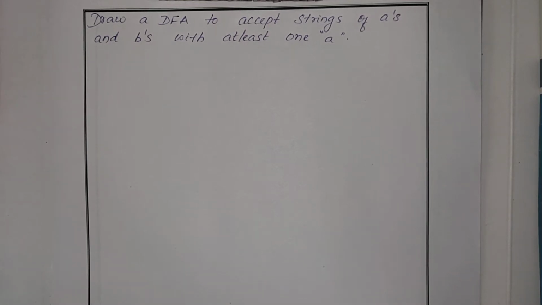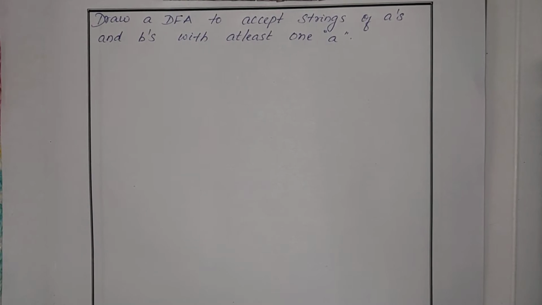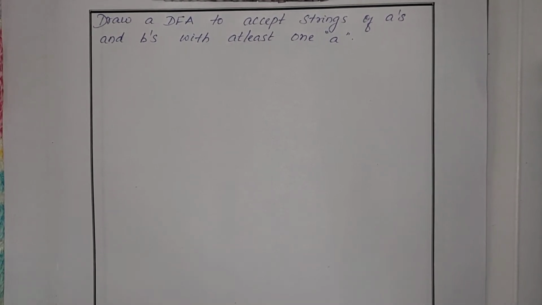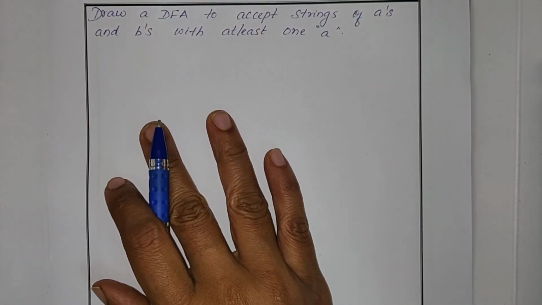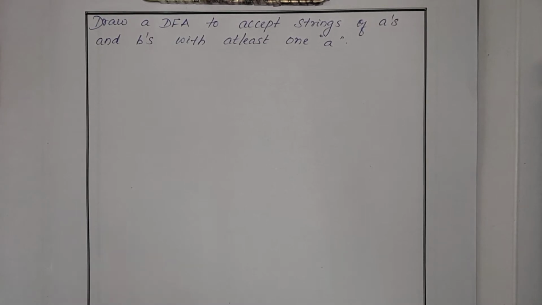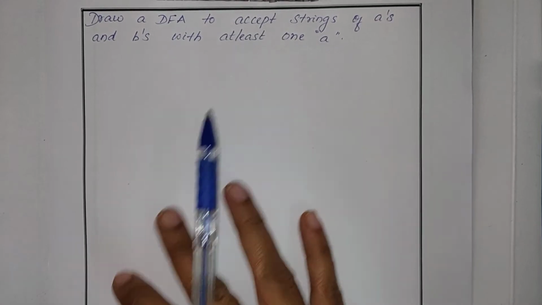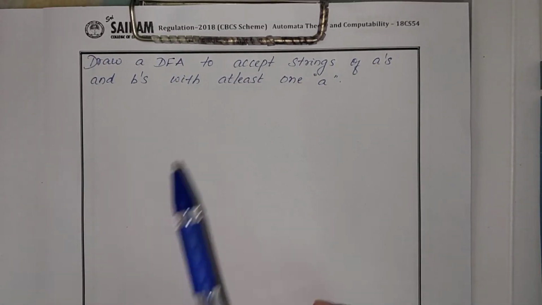Hi students, in this video we'll see one more sum in designing a DFA. In the last video we have seen how to design an FSM, and in this video we'll be seeing a few more sums. So here I have written the question: draw a DFA to accept strings of A's and B's with at least one A.